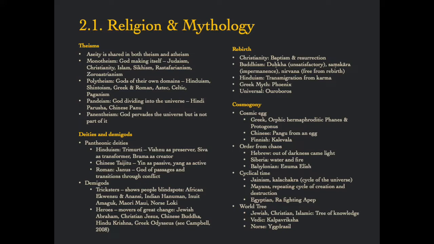And we'll find different variations of this across both monotheistic and polytheistic worldviews and universe views. Now, in terms of deities and demigods, there's pantheonic deities that are expressions of characteristics of the modes. So in Hinduism, there's the Trimurti, which has Vishnu, Shiva, and Brahma. And Vishnu is generally characterized as this preserver deity, Shiva is the transformer, and Brahma as the creator.